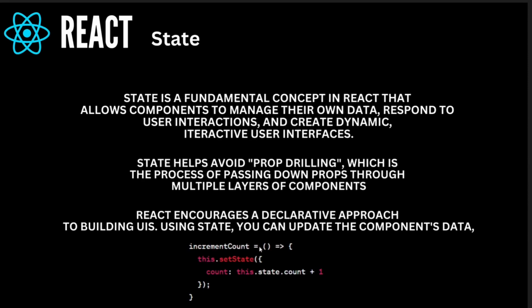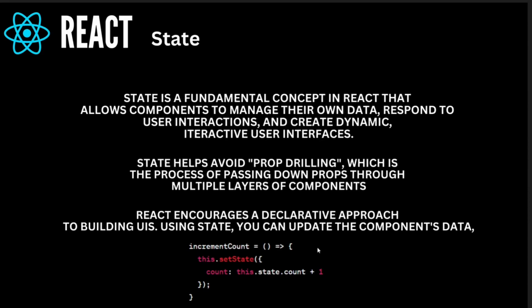For example, in this function we have increment count, and this set state will give the count plus one, increasing the state count by 1. It increases the count of our particular number by 1 because the function here is increment count. So state helps us to manage data within the components themselves. Unlike props, which are immutable and read-only, state is dynamic. It helps to create variation in our components.